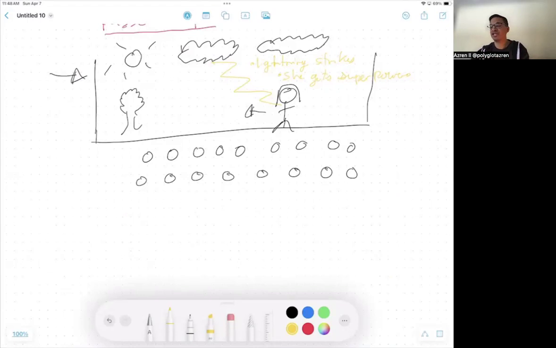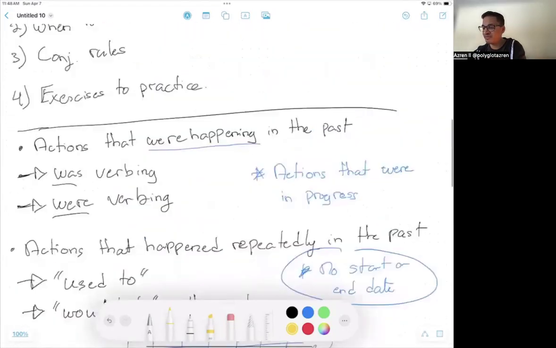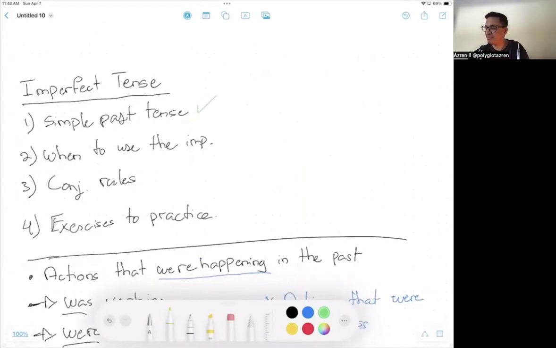Let's look at the conjugation rules. Let's go back up here. Let's check off when to use it. We've done that. Okay, we'll do conjugation rules, and I'll give you a bunch of exercises to practice.